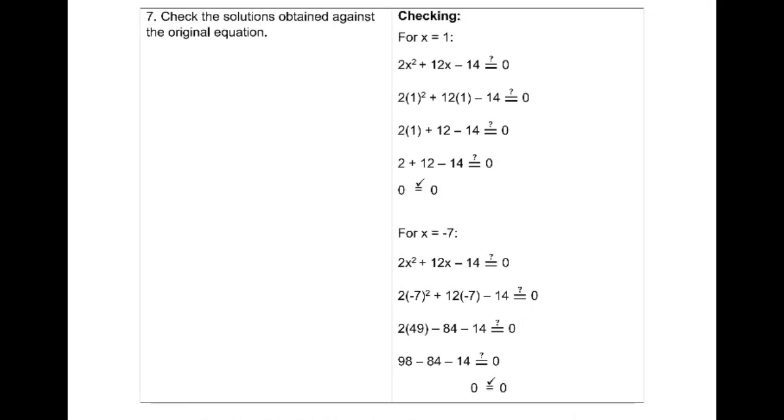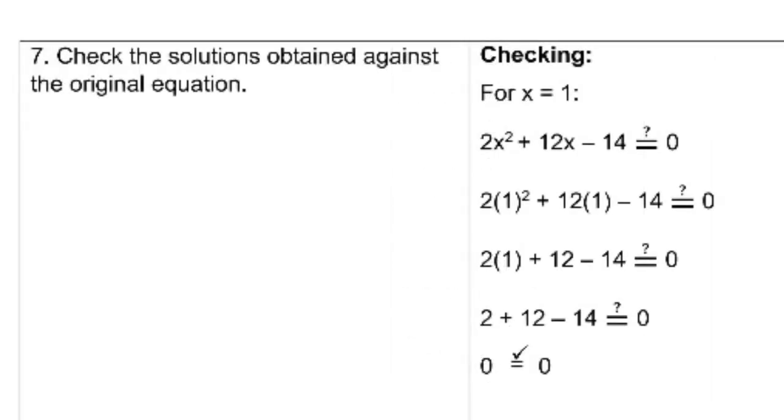Then for the last step, we're going to check if our answers are correct. So for x equals 1, substitute 1 to the equation. So 2 times 1 squared plus 12 times 1 minus 14, is it equal to 0? So 1 squared is 1, so 2 times 1 is 2, plus 12 times 1 is 12, minus 14. 2 plus 12 is 14, minus 14 equals 0. So you have there 0 equals 0, correct.